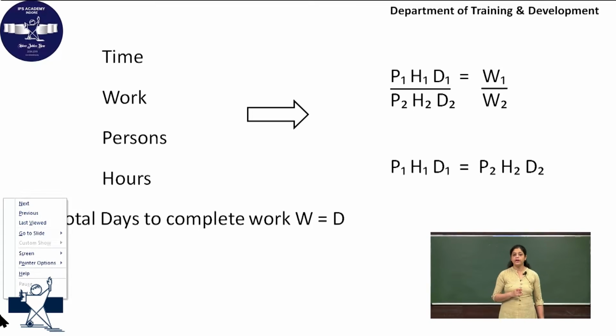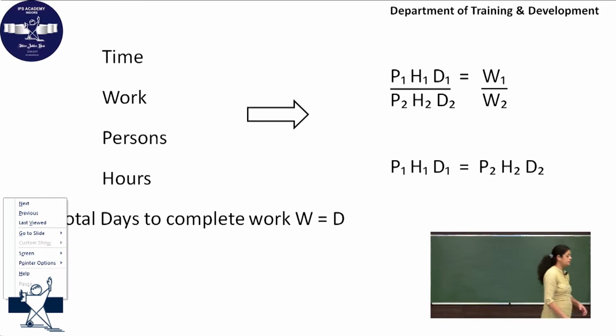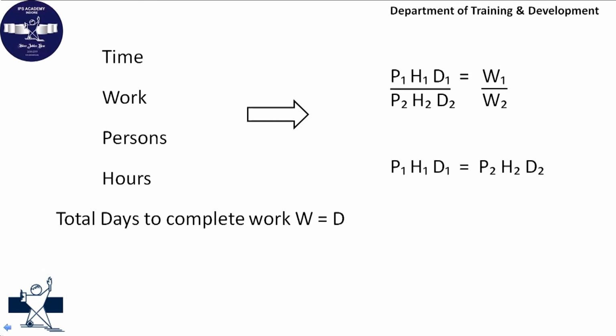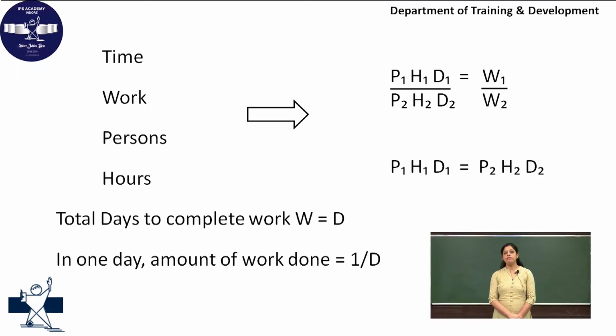So 1 day's work, if I am taking total number of days to complete the work is D, then my 1 day work will be 1 by D. It is as simple as that. Okay, so if I am taking 5 days to read a book, my 1 day's reading will be 1/5 of the book. इसका ये मतलब है. Okay, ये 3 formula. Now we are going to see how we are going to apply in the problems.